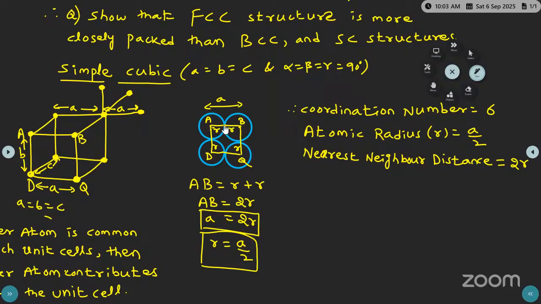which in terms of the lattice unit vectors can be written as small a. That is, as this particular edge length is equal to small a, then we have written a equal to 2r and r equal to a by 2. So this gives the relation between the unit vector and atomic radius, right? And the nearest neighbor distance is nothing but double the atomic radius, so we can directly write 2r, or from this one you can write a equal to 2r.